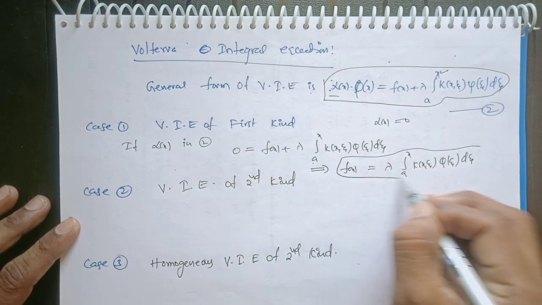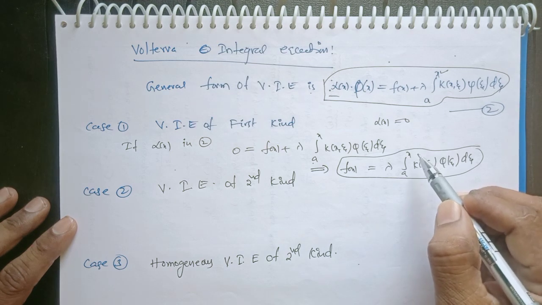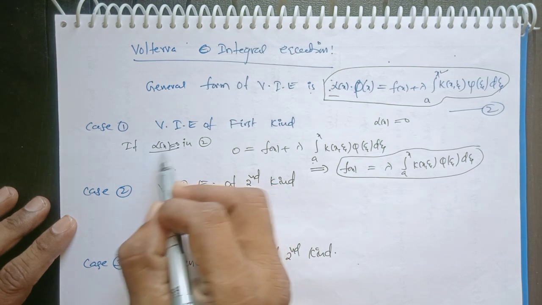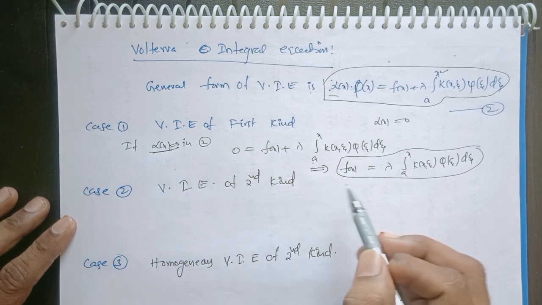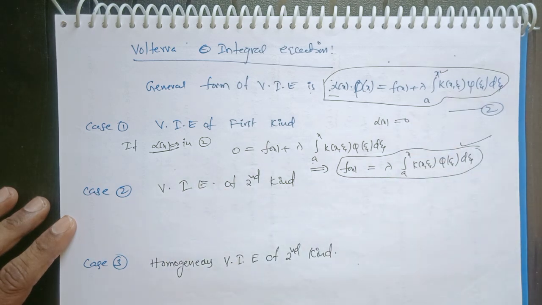This is called a Volterra integral equation of the first kind. Whenever the upper limit is a variable, this is a Volterra integral equation. Put alpha x equal to 0 in equation 2, and the equation becomes like this. This is called a Volterra integral equation of the first kind.